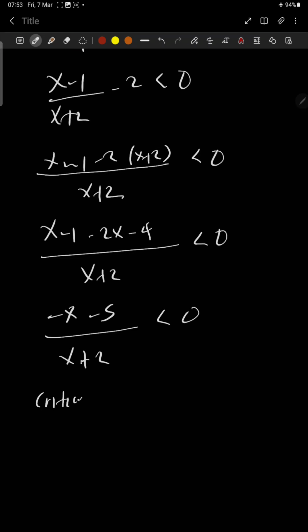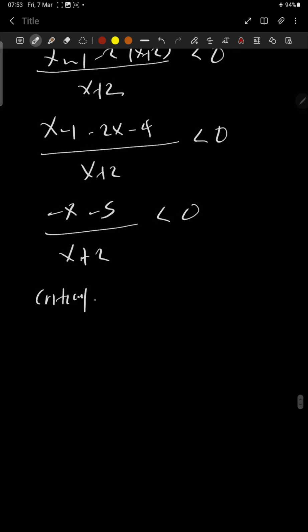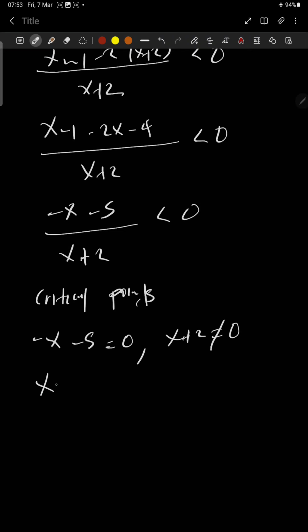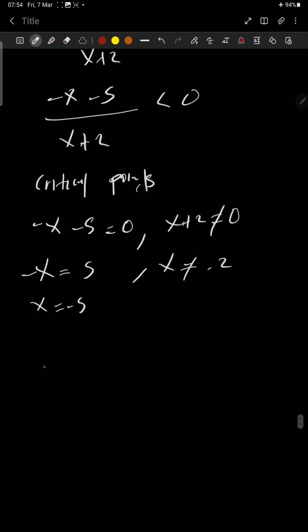Critical points. Negative x minus 5 is equal to 0, but the denominator will not be equal to 0. So x is equal to positive 5. So x is equal to negative 5. Then x is not equal to negative 2. Okay. So I can put it on the critical point diagram. The one which is smaller is negative 5. The one which is bigger is negative 2.